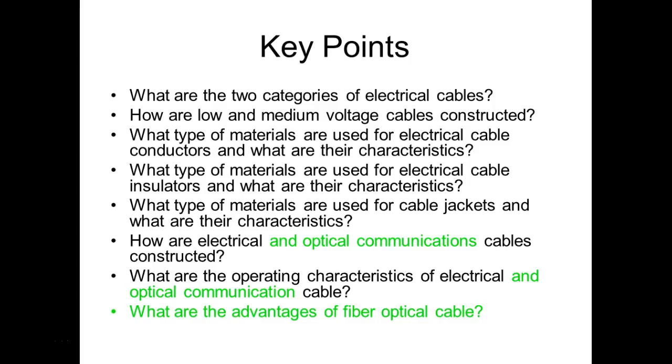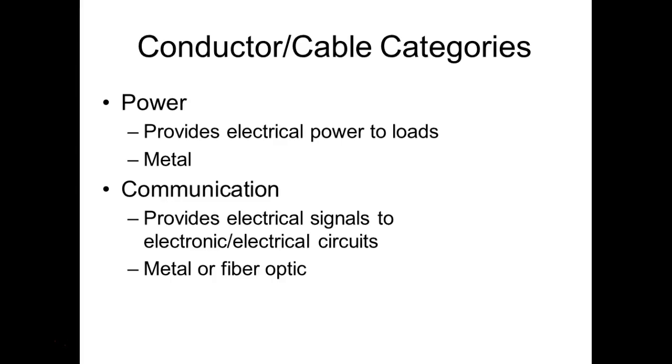So here are the key points in here. The two carriers, electrical cables. Basically, we have two types of cables. We have those responsible for providing power, transmission power, and these are going to be metal. So we can't transfer power through fiber optic. All your power cables or conductors are going to be metal. And in communication, these are going to provide electrical signals to electronic circuits. These could be either metal or fiber optic cables.